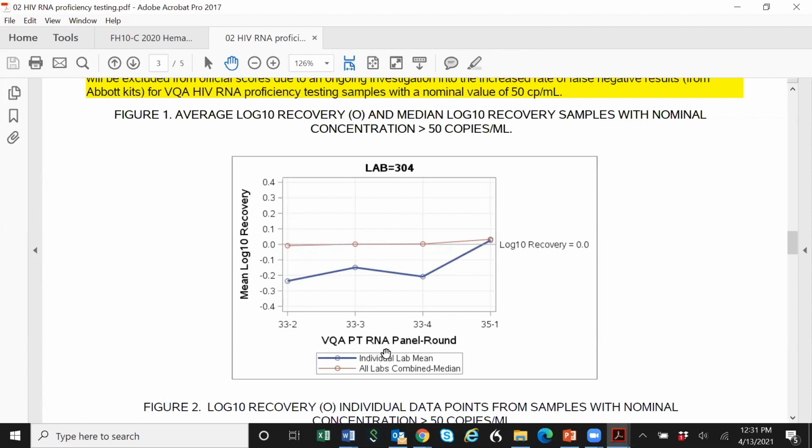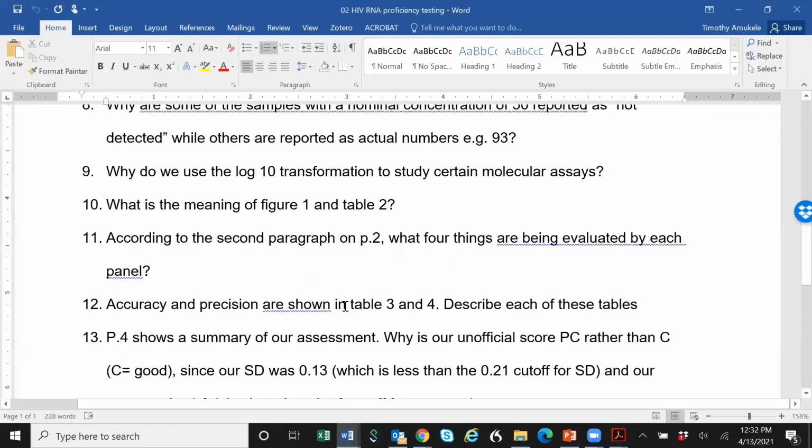So you have it there, and then this in blue is our lab's performance. And what you see here, 33-2, 33-3, 33-4, and 35-1 is showing you different challenges over time. And so you can see that overall, we have been slightly below the mean of all the other labs in our recovery. And we just, in this challenge, caught up to them. And the other table is showing more or less the same results. Okay.